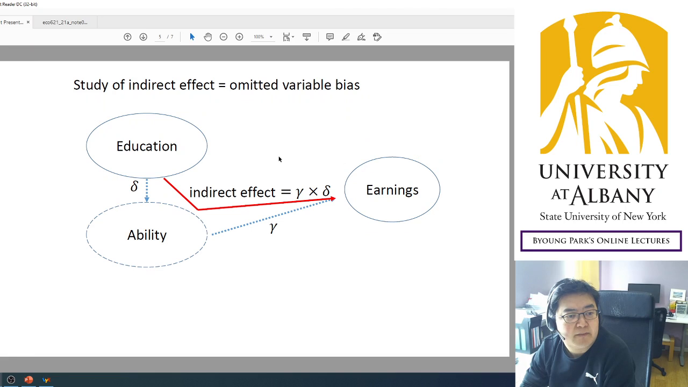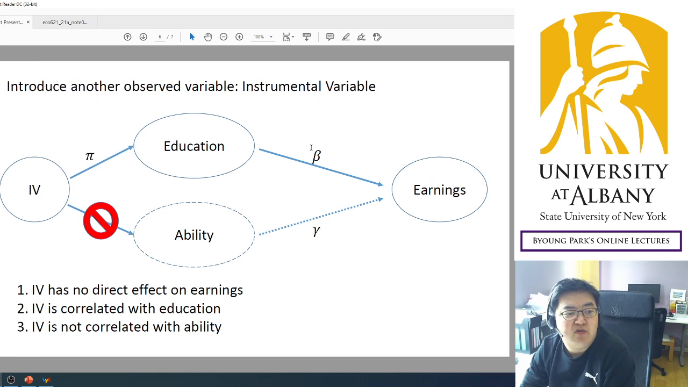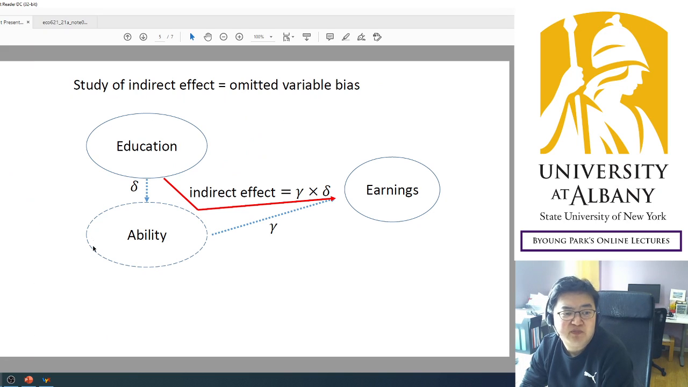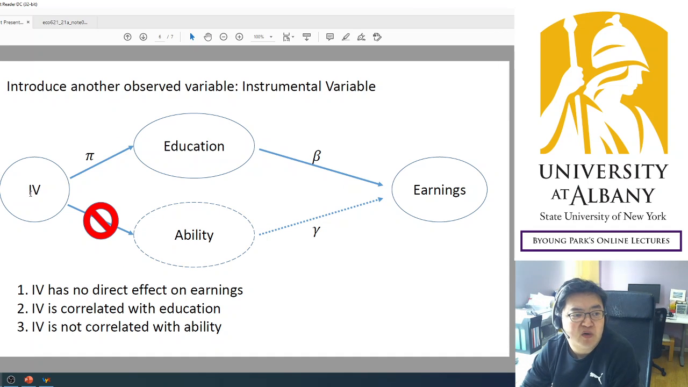So then how can we fix it? We are going to introduce another observed variable. This problem cannot be handled within this 3 variable setup, so we have to bring in another new variable. We are going to call that IV, instrumental variable.